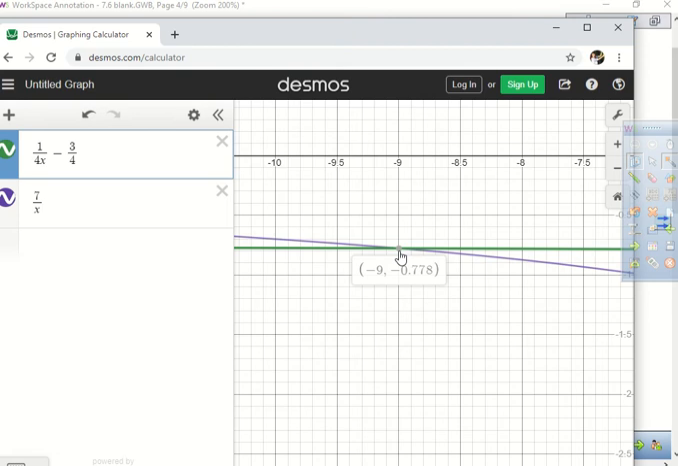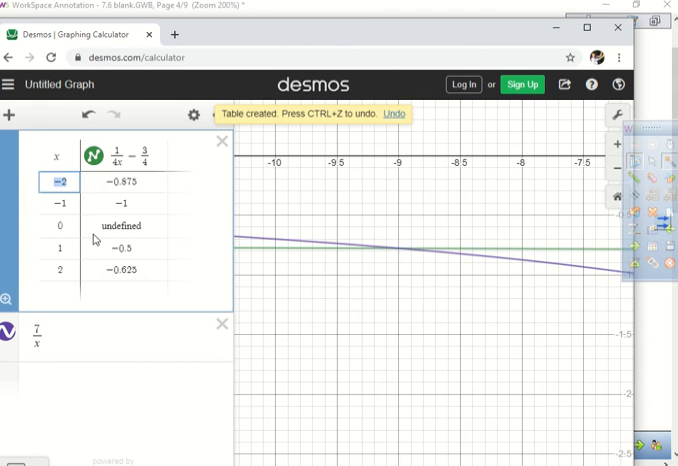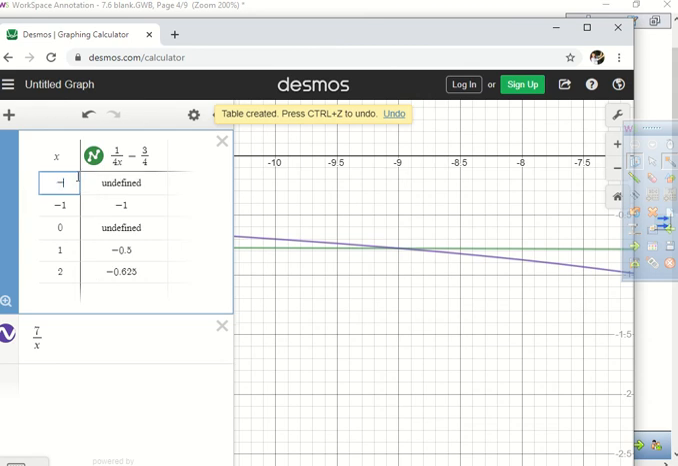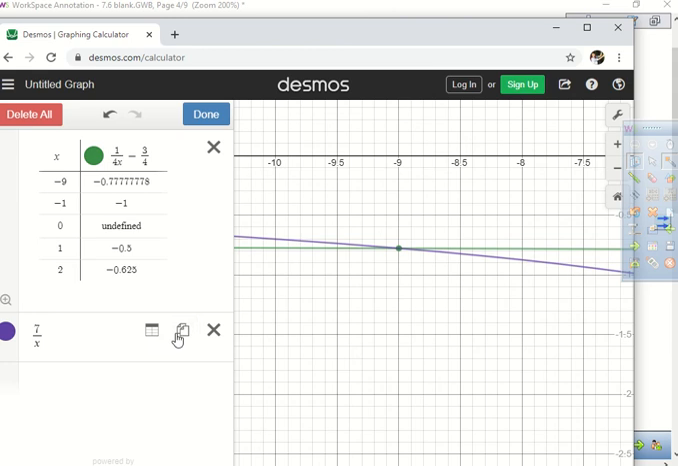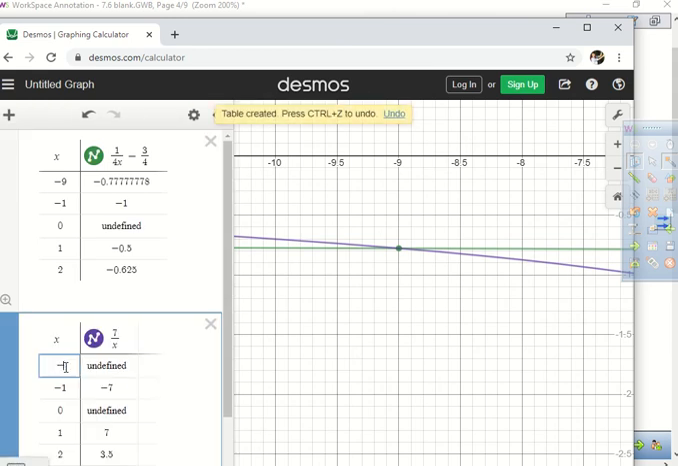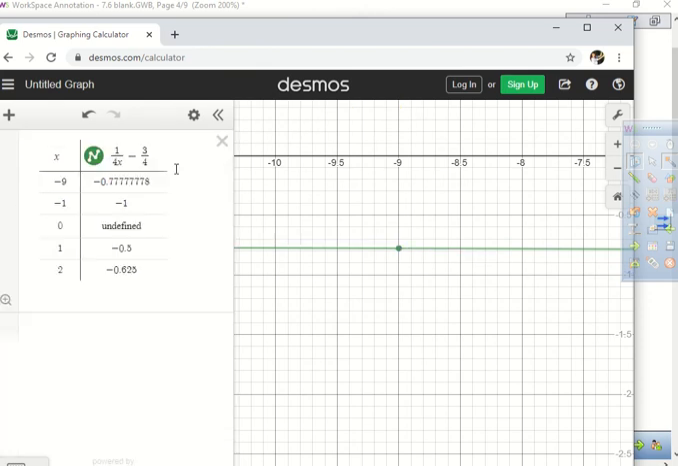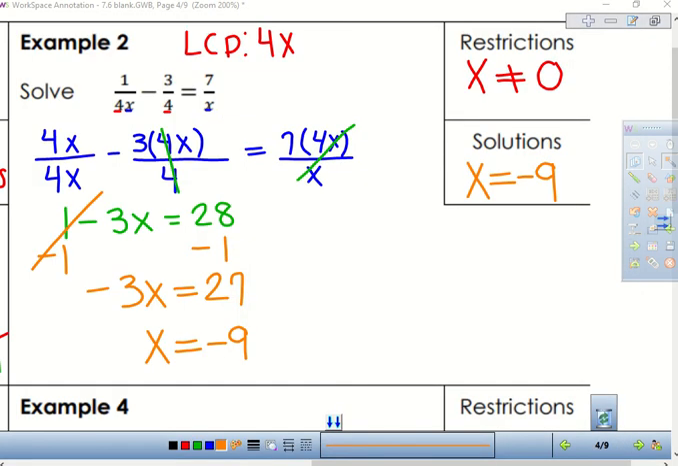So, use Desmos to check your work, and it will help you. And if you went to their tables, you could also see that their tables would match at negative 9 as well. So, see, they have the same y value. Okay, so that's how you check your work using Desmos.